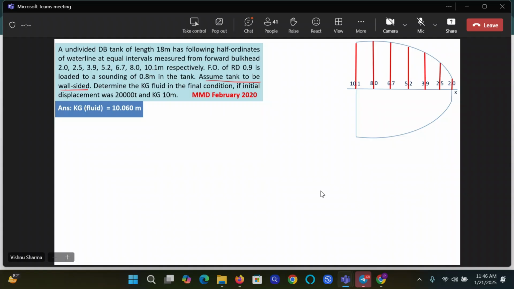XX is the axis drawn through the geometric center of the tank. Correct? I have not called it a center line. I have called it XX only. Guys, can you make a table for vertical ordinates and then calculate the SOP area, SOP moment, and SOP inertia? Please calculate. Get the SOPs for all the three. It's an MMD question, not a very old one, February 2020.